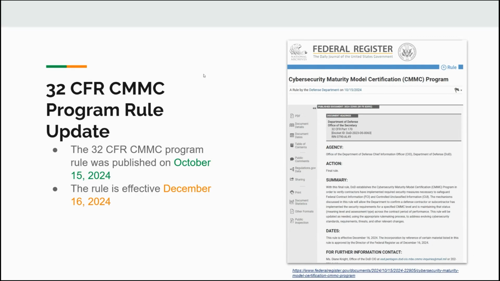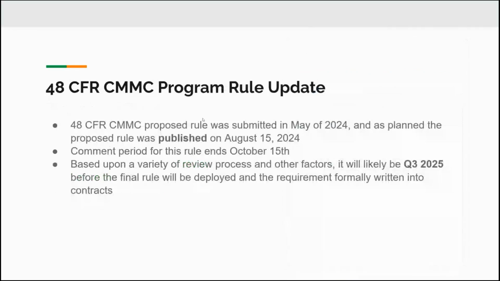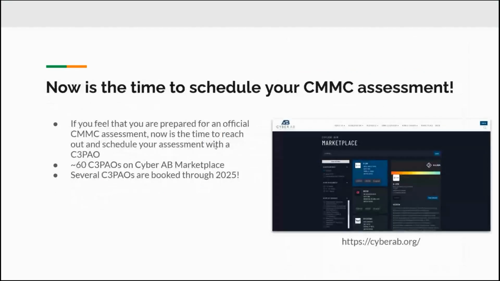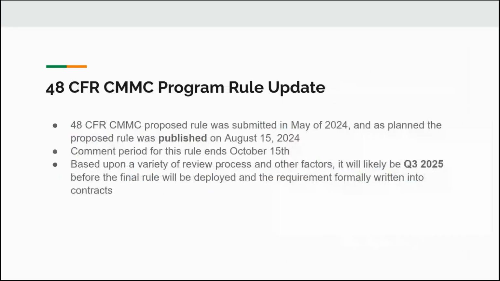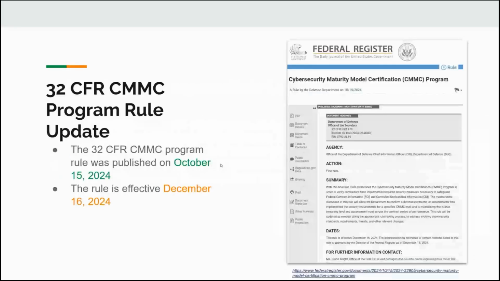It's live. So the Cyber AB has a list of authorized C3PAOs, or certified third-party assessment organizations. I had to update this: there's about 60 now that are on the marketplace, and they think that by the end of this year, we should see closer to 100 total organizations that are able to perform and run these assessments. Now, CMMC is live as a program per 32.